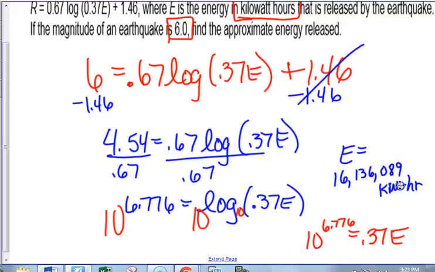It's a measure of energy. I don't know. You have to ask your physics teacher. Oh, and because it's such a big number, the further in it will be off by more. Yep. Did you get 16 million-ish? Okay.